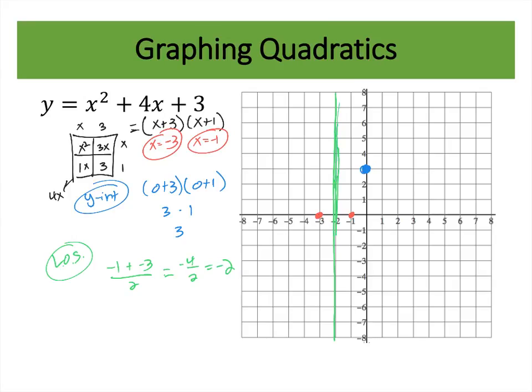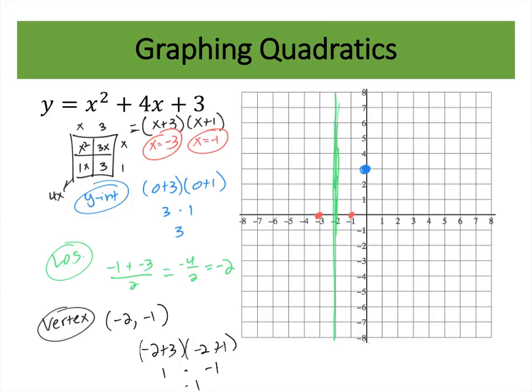It's not anywhere else. And then I'm going to find my vertex by substituting the line of symmetry in. So my vertex is going to be negative 2 as its x value, and we're going to find that y value by plugging it in. Negative 2 plus 3 times negative 2 plus 1. So that's 1 times negative 1, or just negative 1. So negative 1 right there.